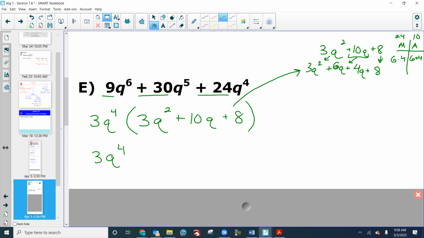Okay, now this is our side work. By the way, I'm writing this off to the side. You could keep writing it down here. What I'm going to do is solve this like it's its own problem and just put it right back in. Make sense?